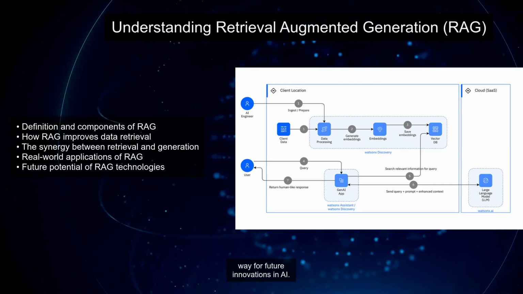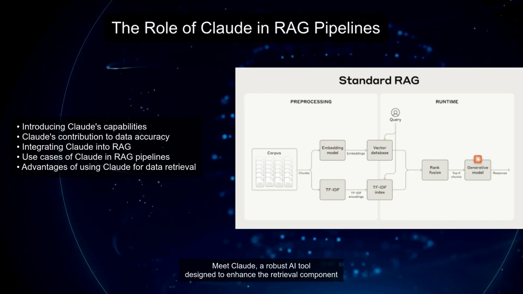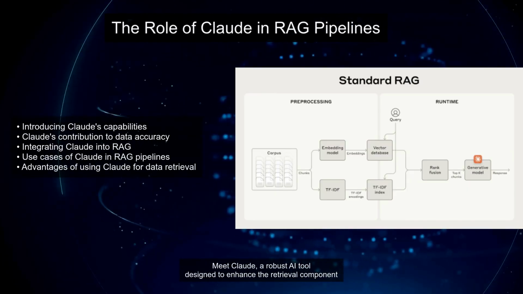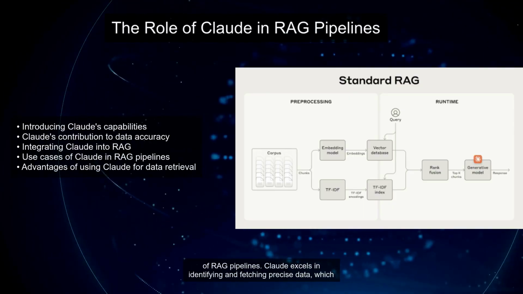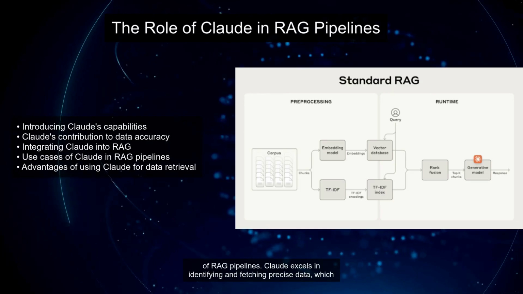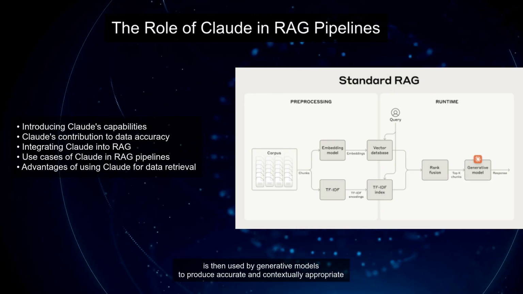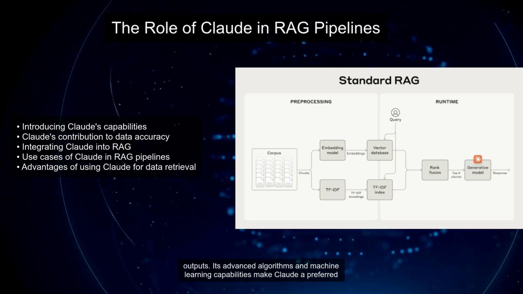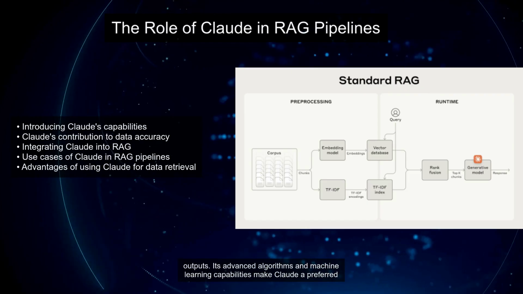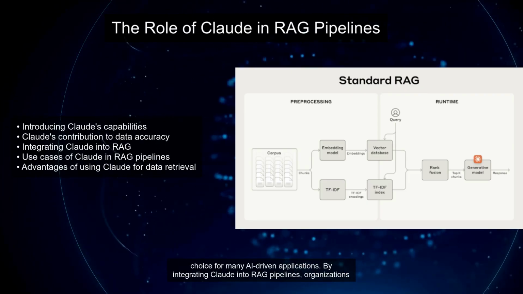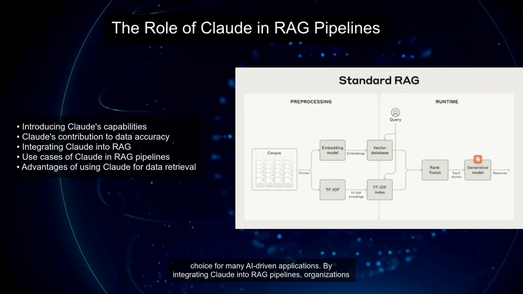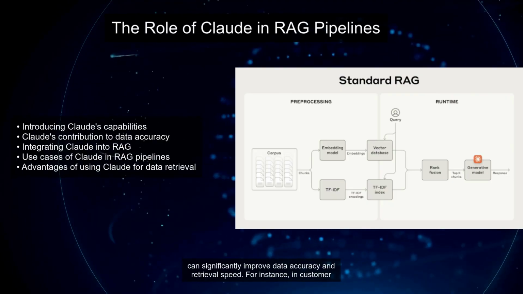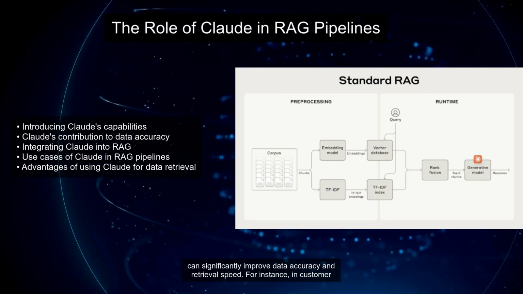Meet Claude, a robust AI tool designed to enhance the retrieval component of RAG pipelines. Claude excels in identifying and fetching precise data, which is then used by generative models to produce accurate and contextually appropriate outputs. Its advanced algorithms and machine learning capabilities make Claude a preferred choice for many AI-driven applications. By integrating Claude into RAG pipelines, organizations can significantly improve data accuracy and retrieval speed.